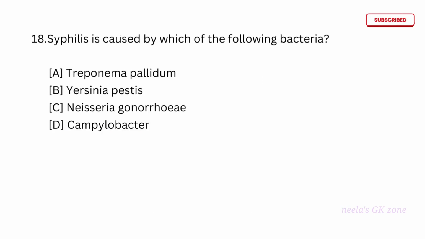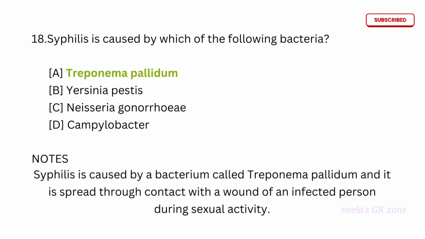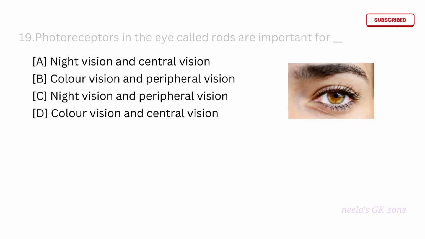And the next question is: syphilis is caused by which of the following bacteria? Options are Treponema pallidum, Yersinia pestis, Neisseria gonorrhoeae, Campylobacter. And the answer is Treponema pallidum. Syphilis is caused by a bacterium called Treponema pallidum and it is spread through contact with the wound of an infected person during sexual activity.